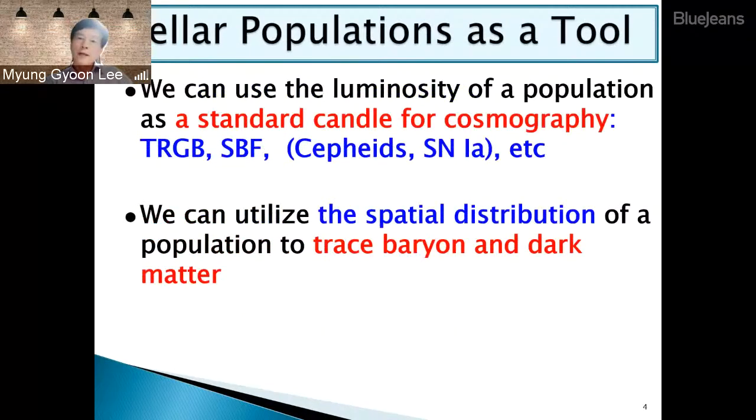But stellar populations also can be used as a tool. For example, you can use the luminosity of a population as a standard candle for cosmography. For example, TRGB, which will be described later, or surface brightness fluctuations, or some variable stars like Cepheids or supernovae. In addition, you can utilize the spatial distribution of a population to trace baryon and dark matter.